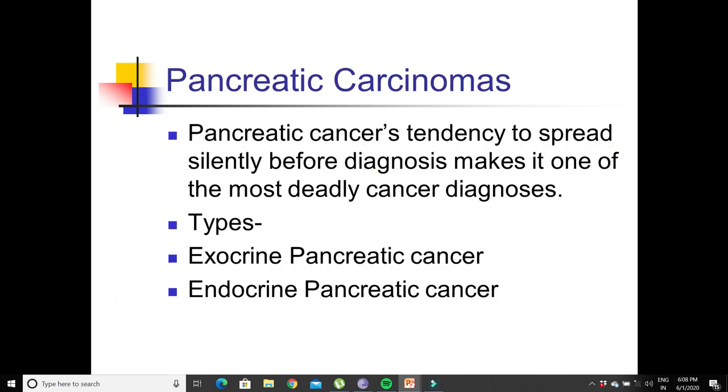Now we cannot ignore the pancreatic carcinomas. See, pancreatic carcinoma, cancer, has a tendency to spread silently before the diagnosis is made. So it is one of the most deadly cancers because we are not able to diagnose it. It is a silent cancer. So types can be exocrine or endocrine. Exocrine pancreatic cancer and endocrine pancreatic cancer.